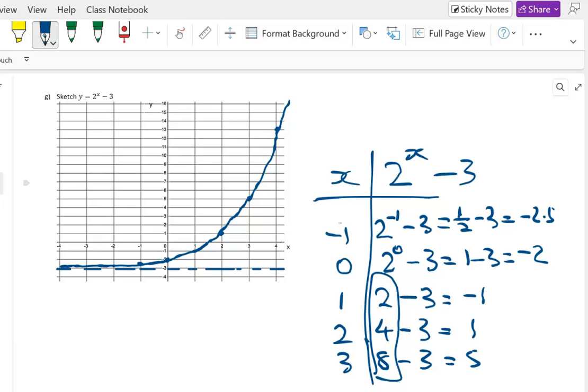We use the features of the graph again. Notice in here that it was just 2 to the x. It didn't have any horizontal shift going on. So it was a pretty clean one to draw.